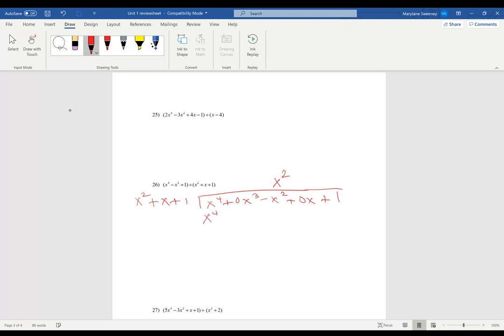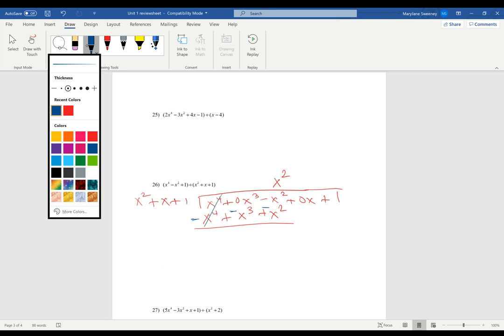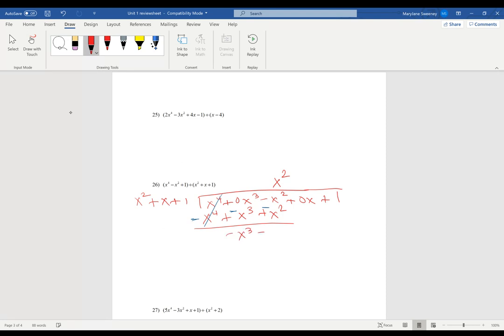So we get x to the 4th plus x cubed plus x squared. Subtract going down, so that's minus, minus, minus. Okay, so 0 minus 1 is a negative 1 x cubed. Negative 2x squared. Bring down the plus 0x.